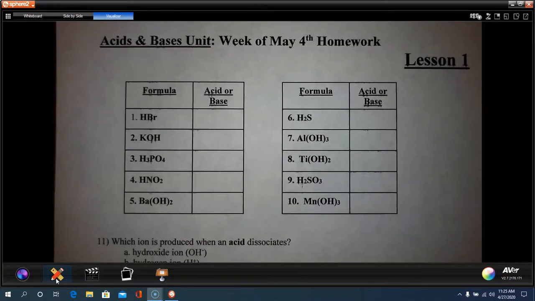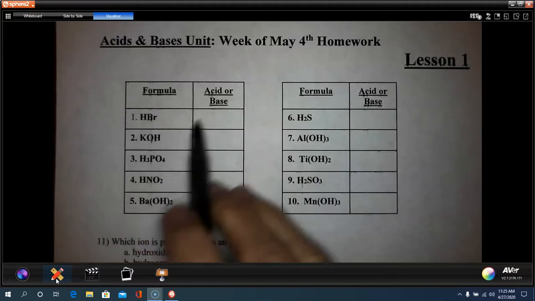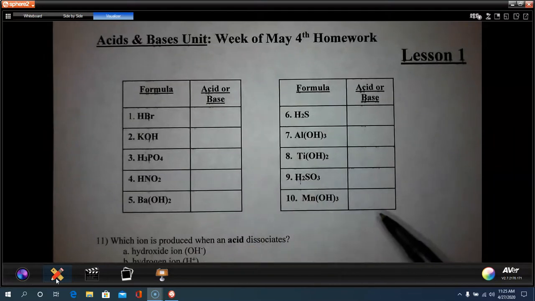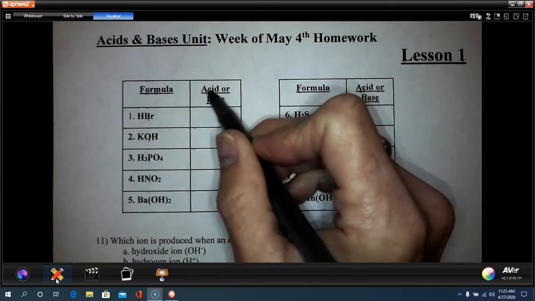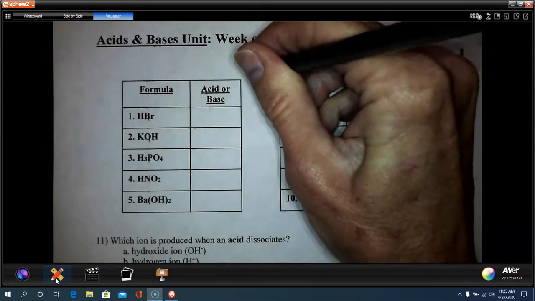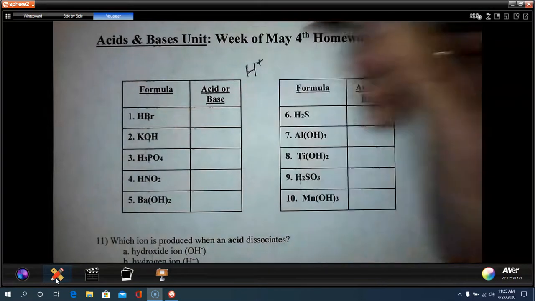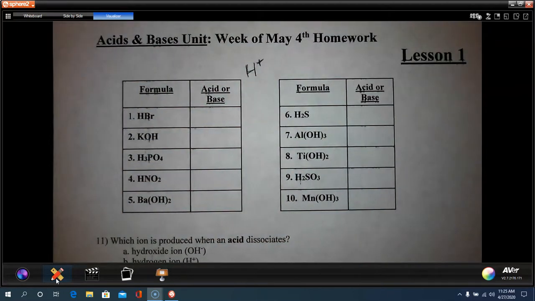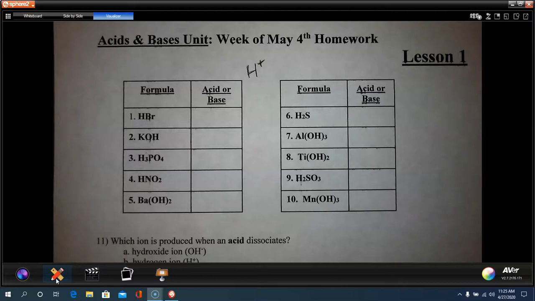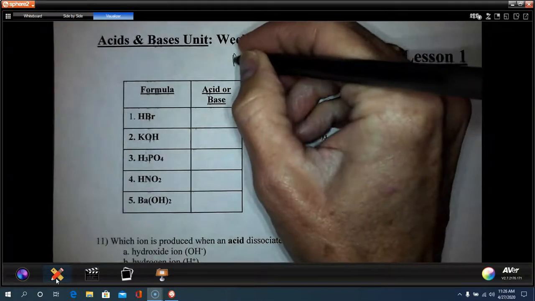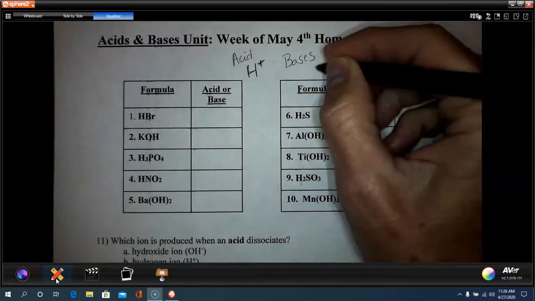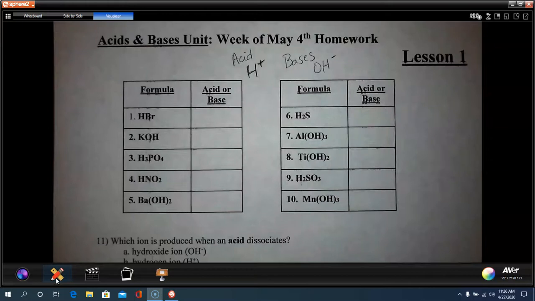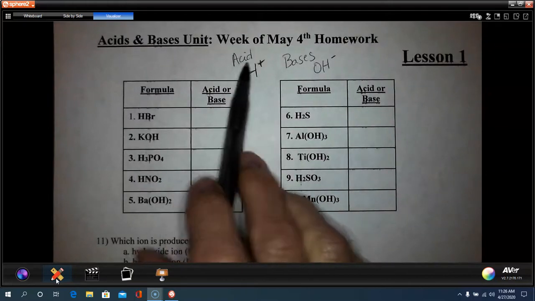I'm going to go through the odd-numbered problems with you and show you how to do it. For this top section, we're trying to determine whether what is listed is an acid or a base. Acids will have a hydrogen in them, so that's what we're looking for. Acids will have hydrogen. Bases will have hydroxide. It's an easy way to remember when something is an acid versus a base.